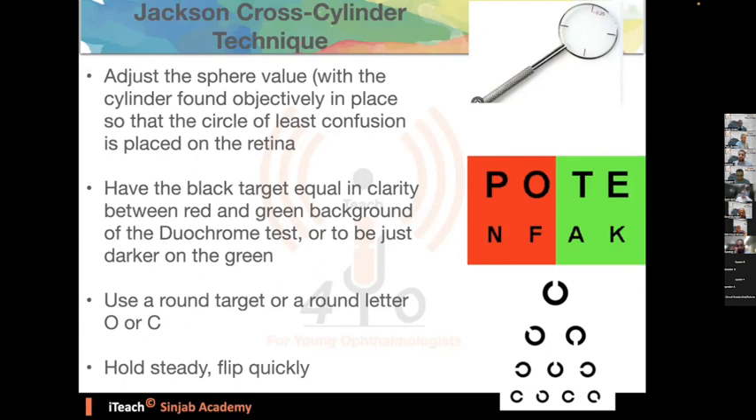And we can give the patient a target like a duochrome test or a C chart to have the black target equal in clarity between red and green background on the duochrome test. Okay, and we should hold steady the Jackson cross cylinder in front of the patient and flip quickly.